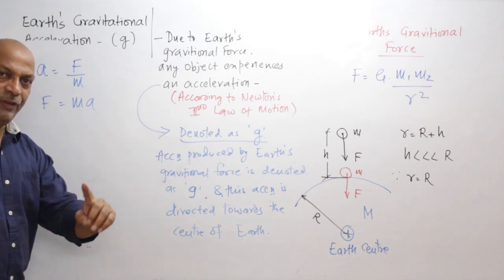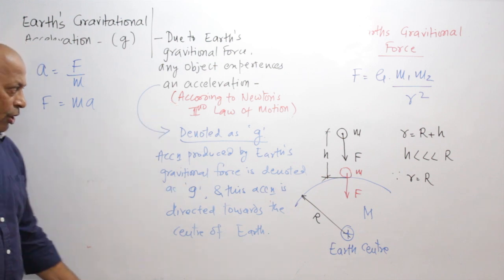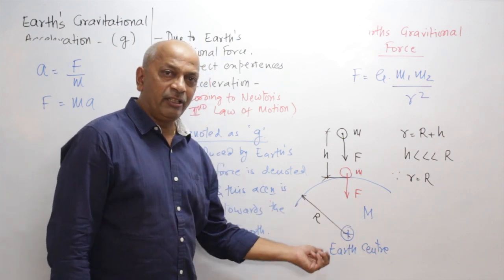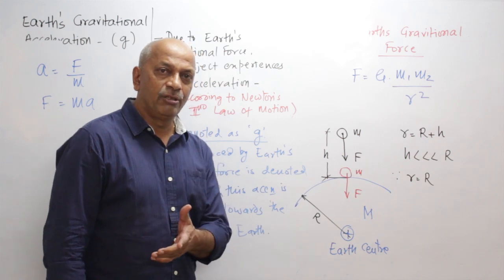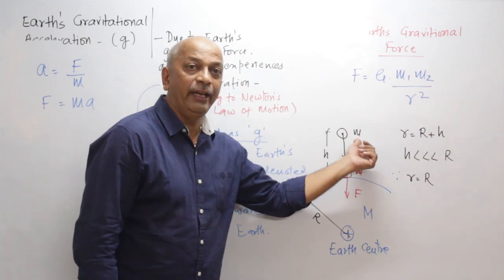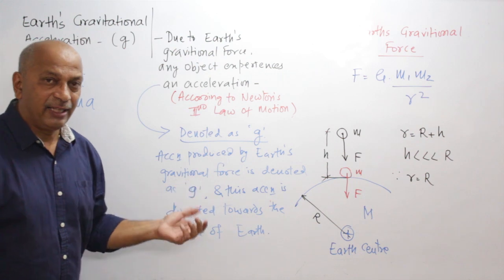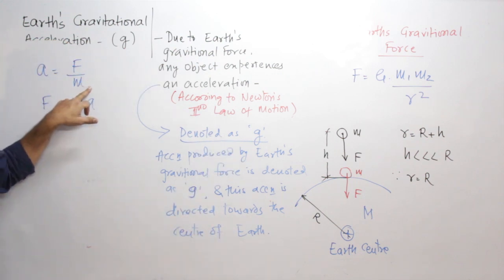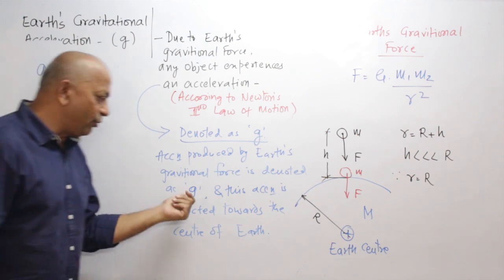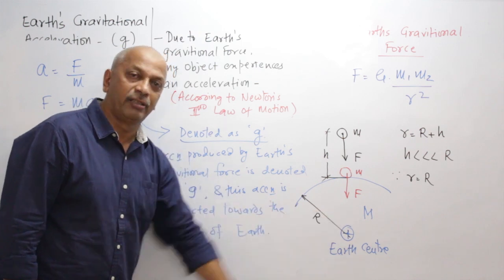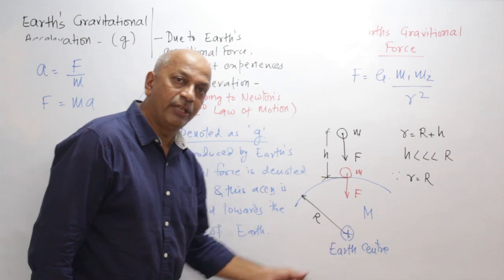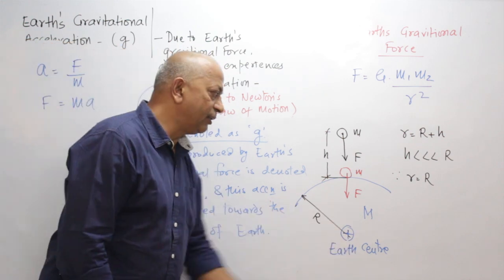According to the second law, if there is a force, there will be acceleration. So naturally, the gravitational force exerted by the Earth also will produce an acceleration in any object. And that acceleration is given by the formula a is equal to F by m. That is Newton's second law of motion. But instead of a, it is denoted by g since it is by Earth. And the direction of acceleration is towards the center of the Earth.